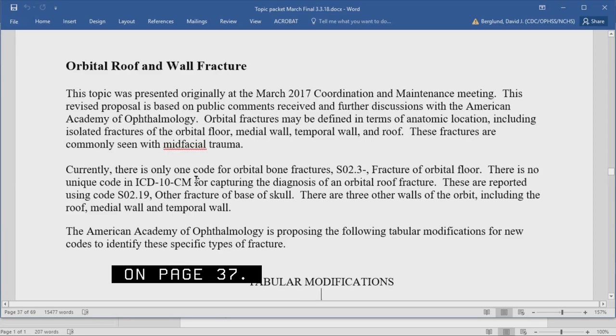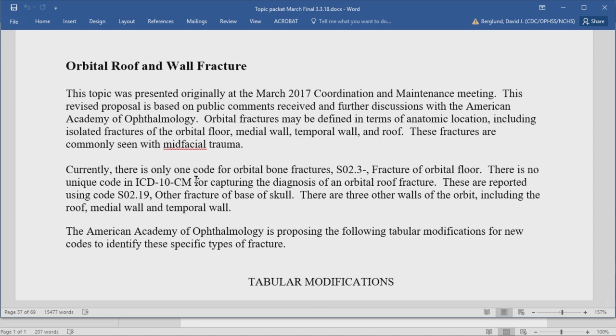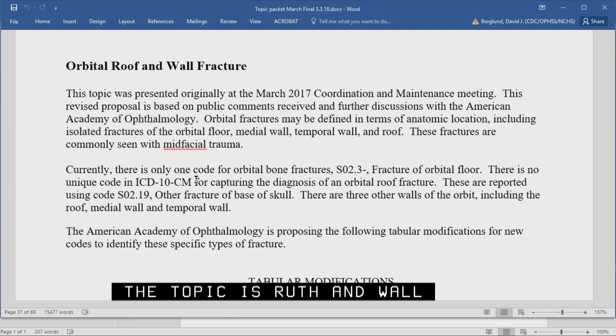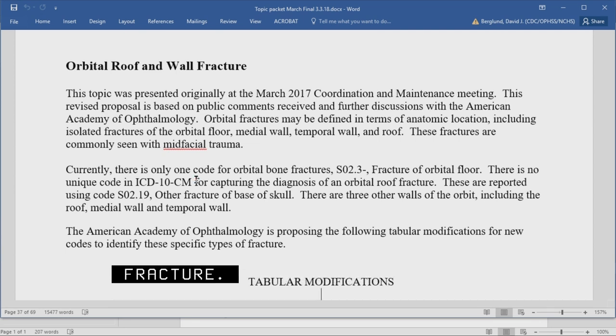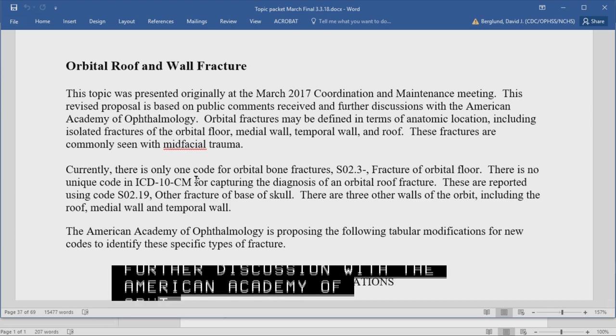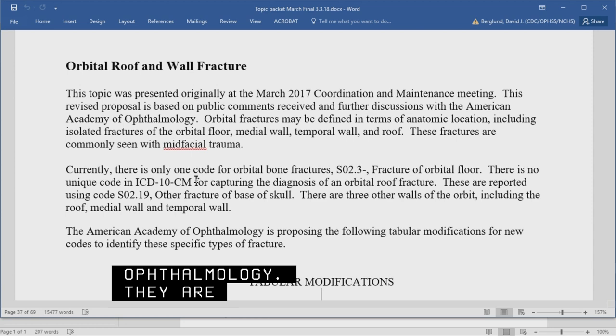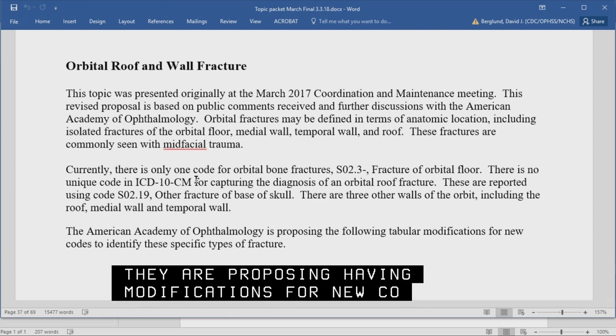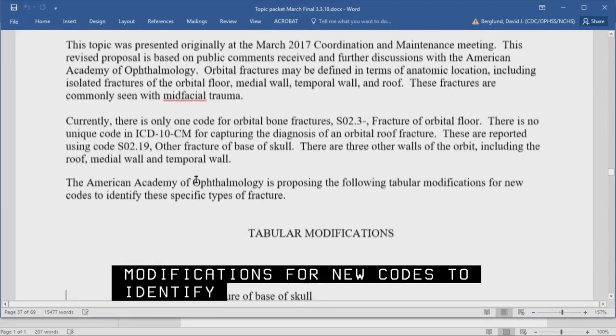Okay, page 37, the topic is orbital roof and wall fracture. This topic was presented originally at the March 2017 coordination and maintenance meeting. The revised proposal is based on public comments received and further discussions with the American Academy of Ophthalmology. The American Academy of Ophthalmology is proposing the following tabular modifications for new codes to identify these special types of fractures.